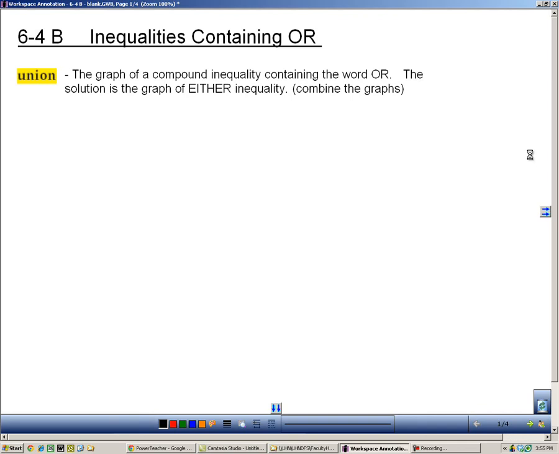Section 6.4b is about inequalities that contain the word or. If your inequality contains the word or, you're looking to graph the union. Here's what a union is. It's the graph of a component inequality that contains the word or.